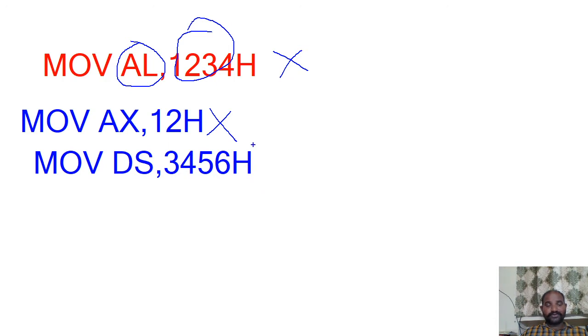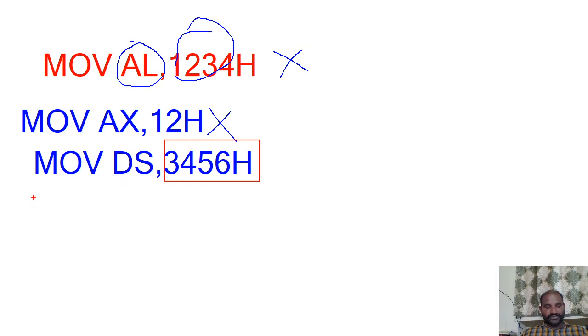Why is it not possible? You can't perform the immediate addressing mode on the segment registers. Suppose there is a situation where you are supposed to copy 3456H into the DS register. At that time, you first copy this data into the 16-bit accumulator, and from there to the DS.